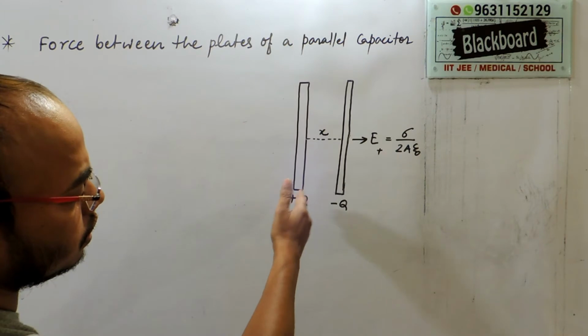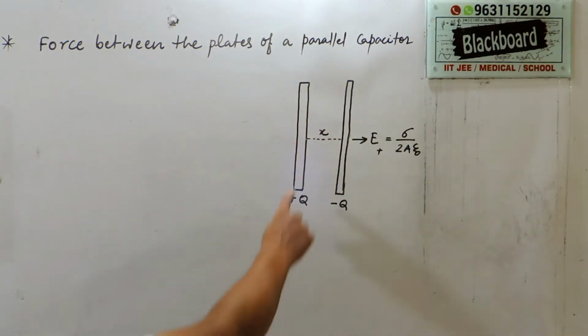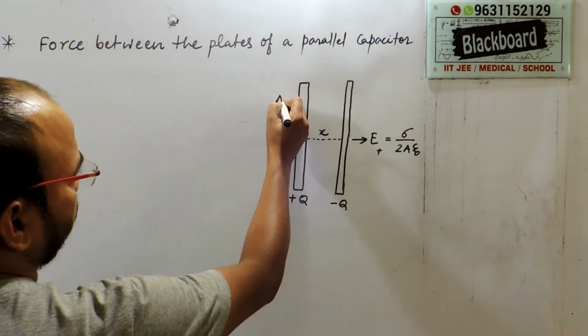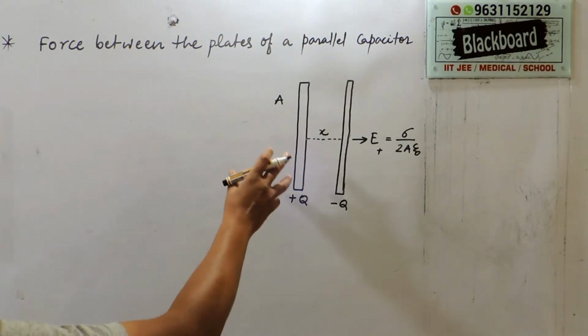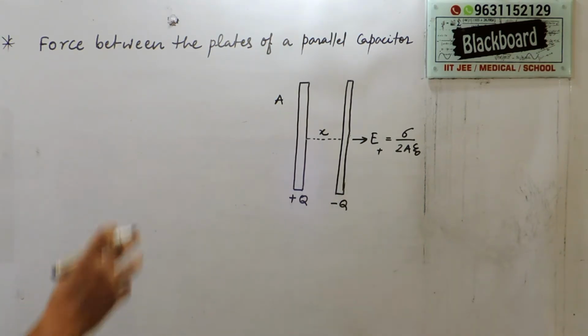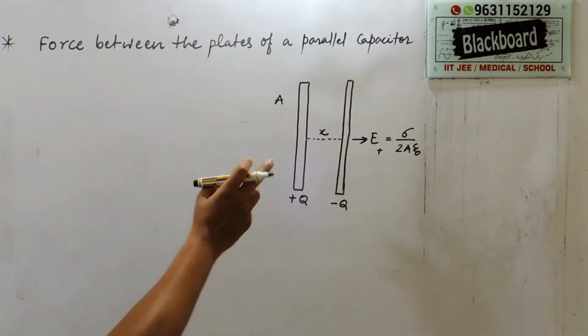The first plate has charge plus q, and the second plate has charge minus q, and the distance between them is x. Consider a parallel plate capacitor with plate area A. Let the area of each plate be A. Suppose a positive charge plus q is given to plate 1 and a negative charge minus q is given to the other plate.